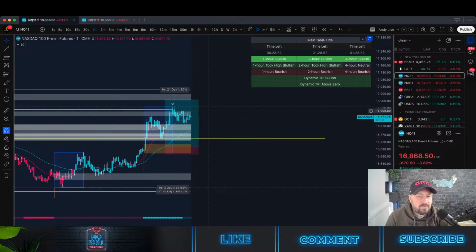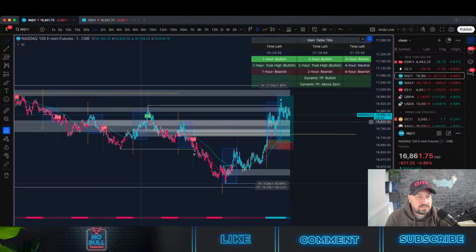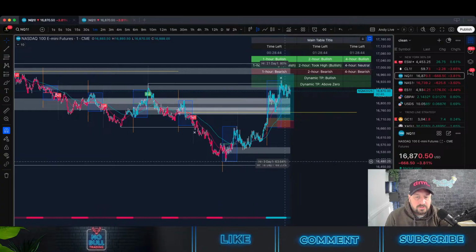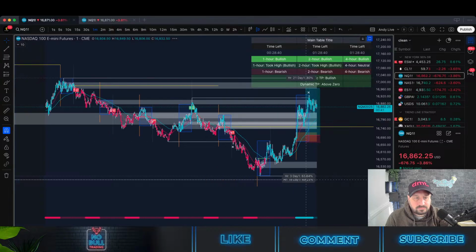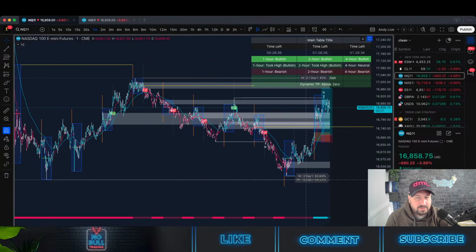So we've got high probability of the high of the day. This is our previous 4 hour candle. Current lows. It's kind of where we're sitting around at the moment.